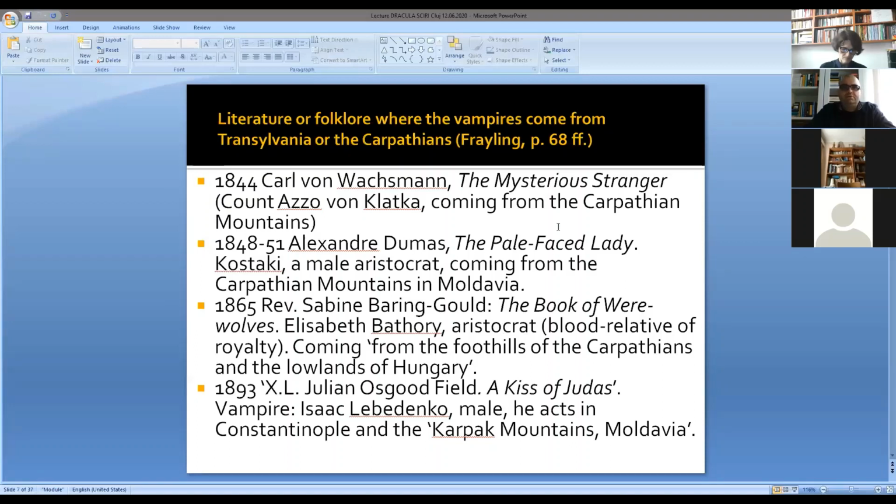There is the novel by Alexandre Dumas, The Pale-Faced Lady. You have there a male aristocrat named Kostaki. He is coming from the Carpathian Mountains in Moldavia, and he is deemed a vampire. In 1865, we have Reverend Sabine Baring-Gould, The Book of Werewolves, where Elizabeth, the famous Elizabeth Bathory, the Hungarian aristocrat, is described as coming from the foothills of the Carpathians and the lowlands of Hungary, and described as a vampire. Although Elizabeth Bathory was a real character and also a bloody one.